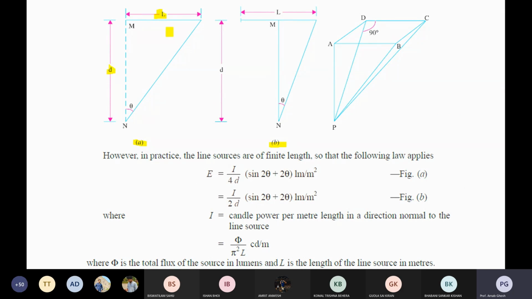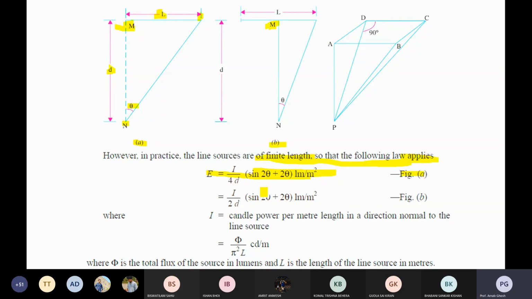The following laws will be applied. For figure A, consider the conditions from only one point. Here you can see that the point is one extreme point, and in the other, the projected point is the midpoint. So for condition 1, the formula is E equals I by 4d (sine 2 theta plus 2 theta) lumen per meter square.